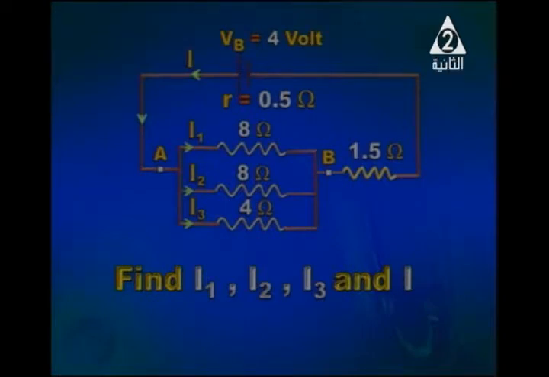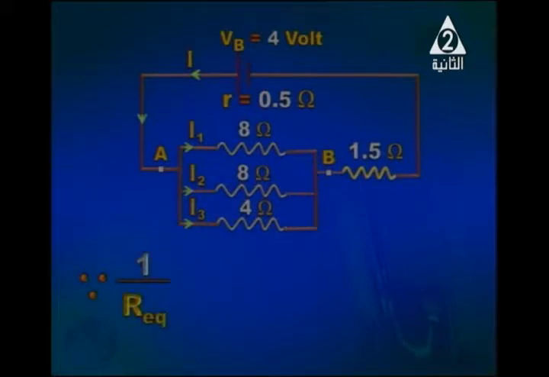So the first step here is to calculate the total resistance. First of all, we'll calculate R equivalent of the parallel group. So 1 over R equivalent of 8, 8 and 4 is 1 over 8 plus 1 over 8 plus 1 over 4. Now I am calculating R equivalent of the 3 resistors connected in parallel. 1 over 8 plus 1 over 8 plus 1 over 4 is equal to 1 over 2. So R equivalent is 2 ohm.